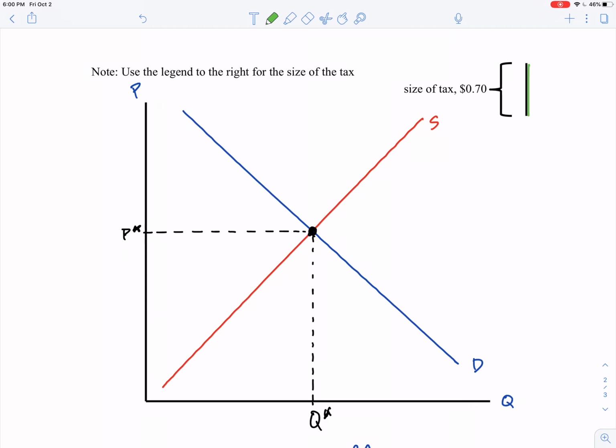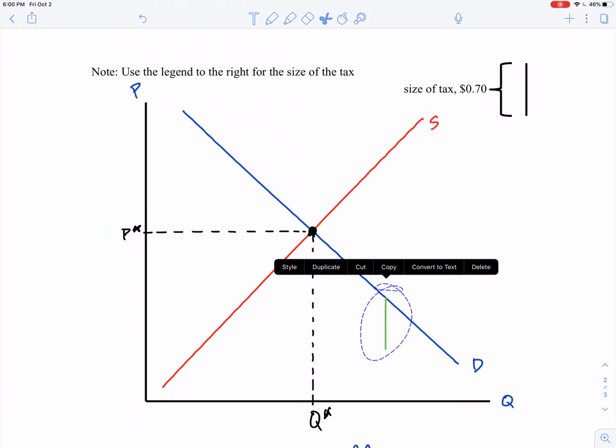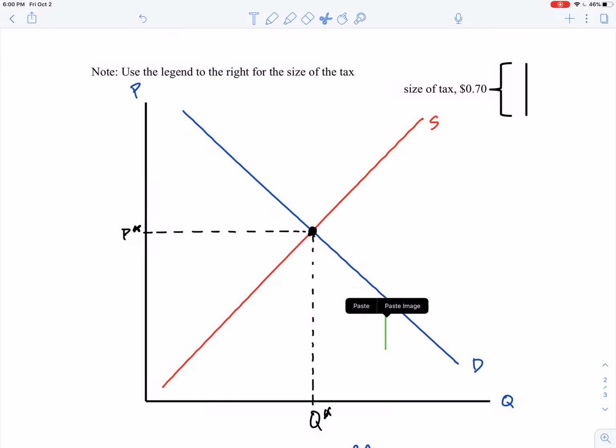And then I'm going to create a tool here, and I'm going to grab it, and I'm going to move it over here. So what I'm doing is I'm going to shift my demand curve down by the size of the tax. Again, I'm shifting it down a vertical distance, okay? So there's one there. I'm then going to copy it. Okay, let's go up here. Fine, we'll paste there. There we go. So now I've got two of these little lines.